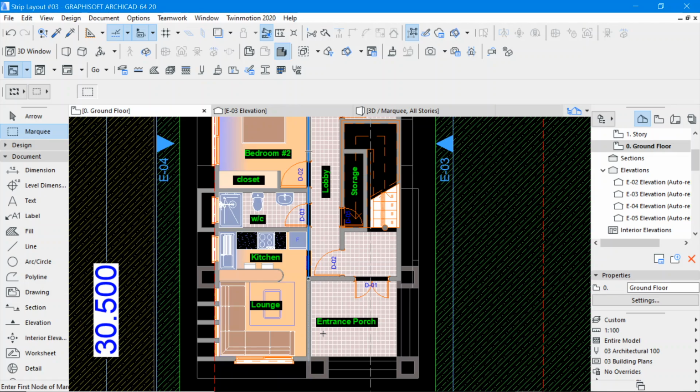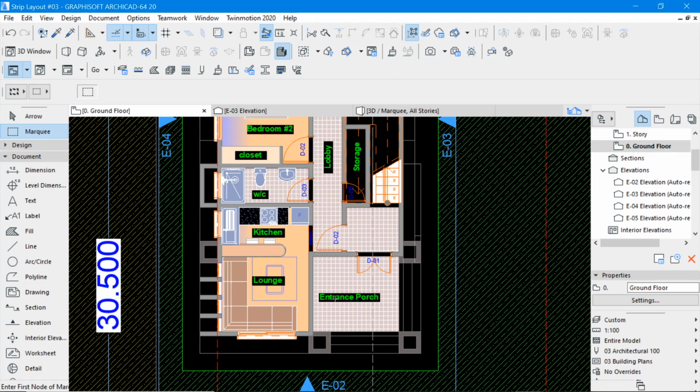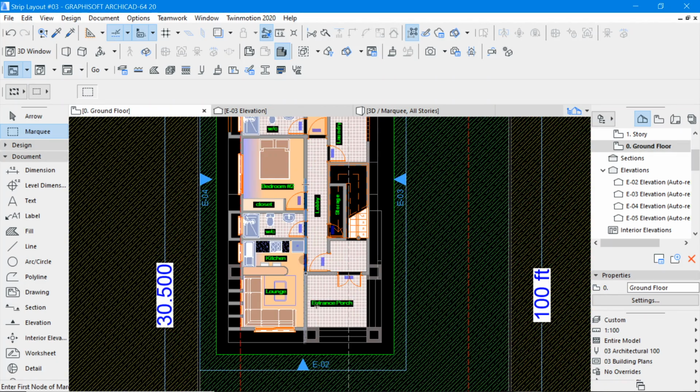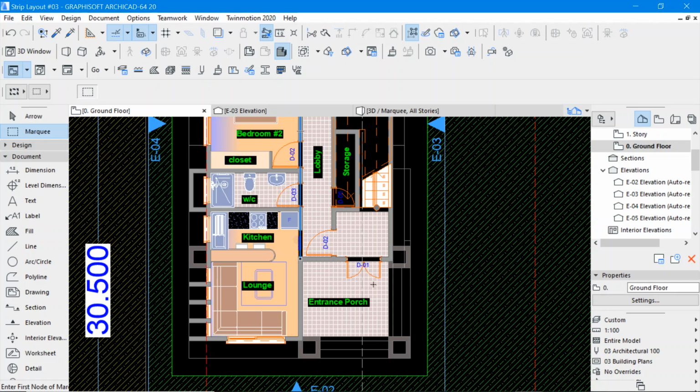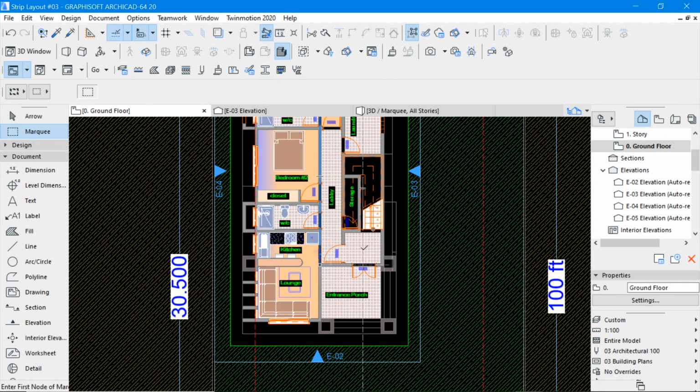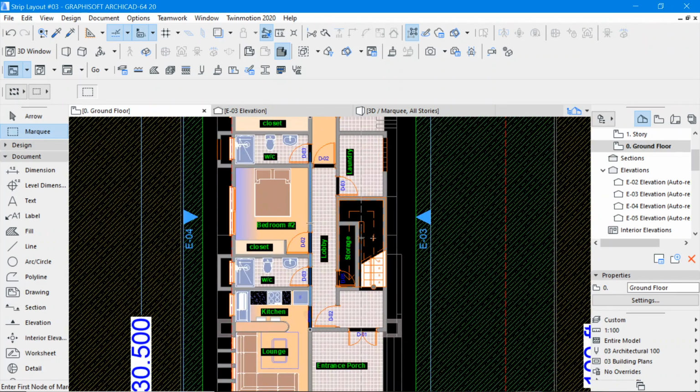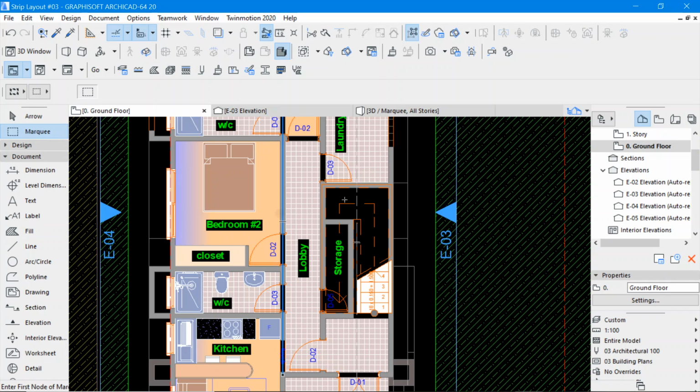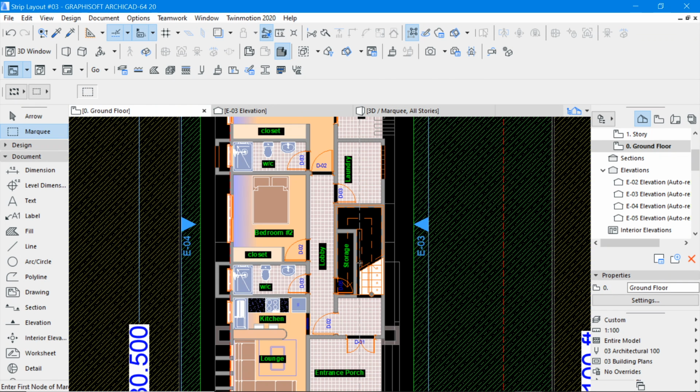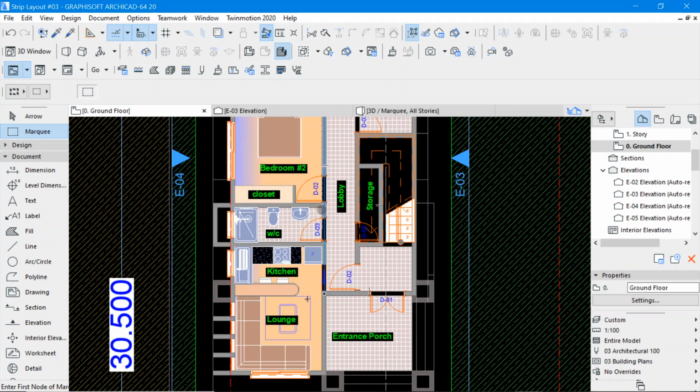Now, this is the ground floor layout. What we do have here is basically an entrance porch. This is the main entrance. We do have stairs accessing the next level, some storage below the stairs. Then we have the lounge and then kitchen area here.